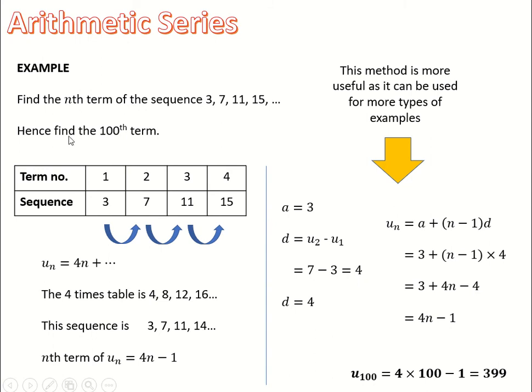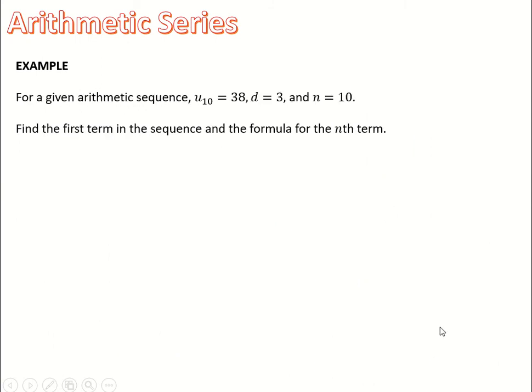Nonetheless, the question is actually asking us for the 100th term, in which case it's 4 times 100 minus 1, which is 399. Okay, so a different kind of question. This is not the kind of question that you've had previously, but nonetheless, you can still do this with the methods you've previously learned.